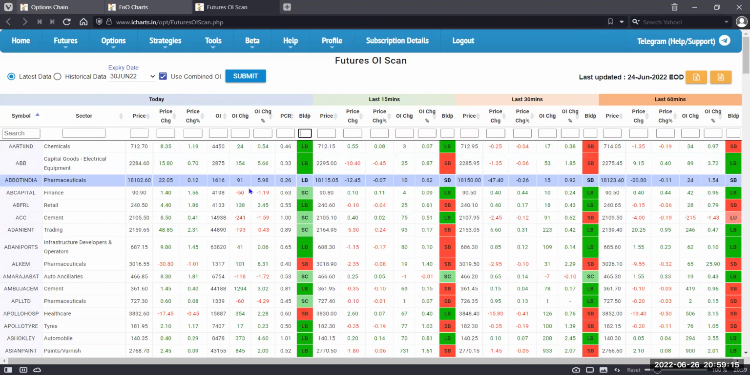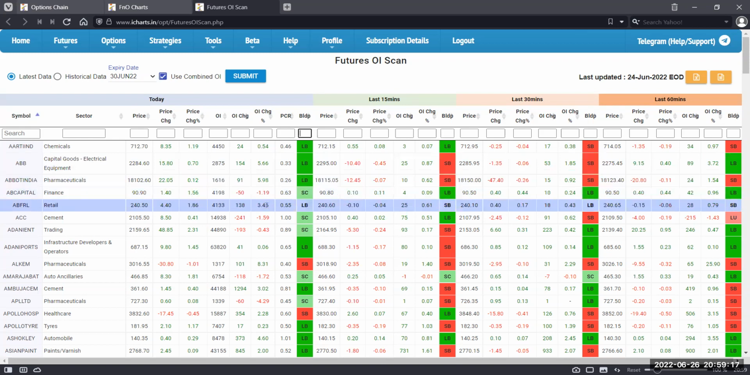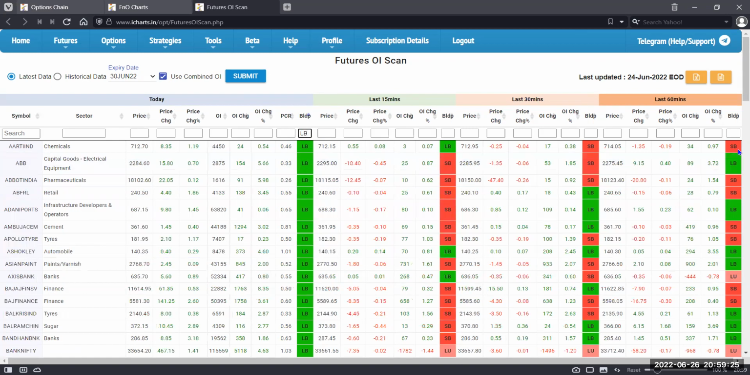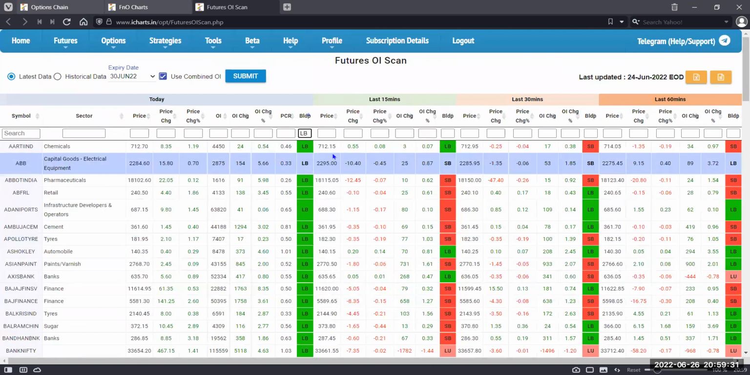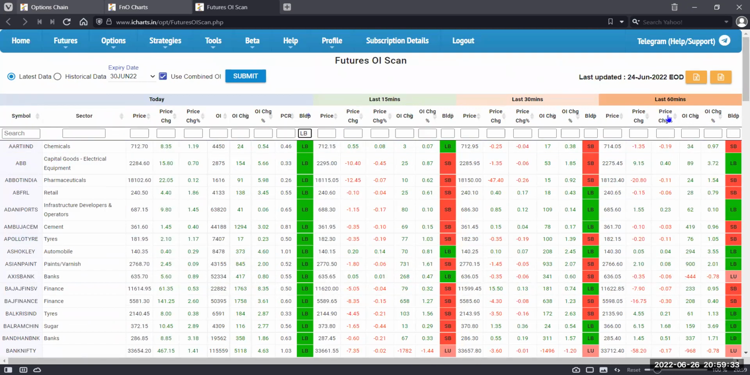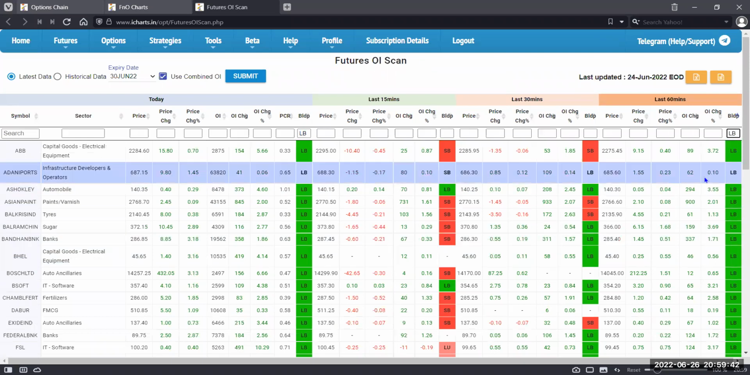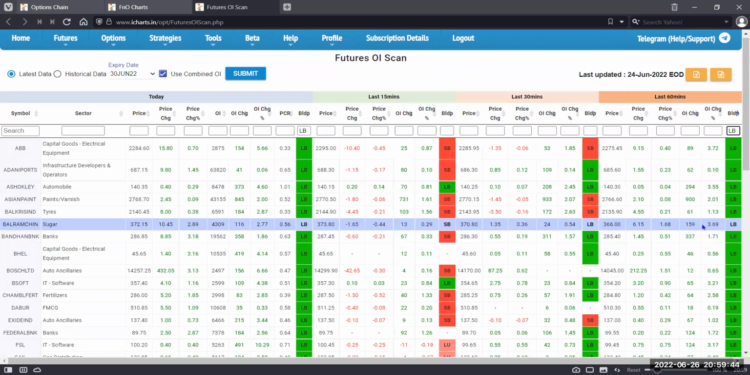if the market is sideways or it's going up, it's up for the day, then what you can do is filter for long buildup. Type LB here and press enter. So for today, these are the scripts that are in long buildup. Also make sure the last 60 minutes is also bullish. So just to make sure that for the day it may be bullish, but in the last 1 hour, it maybe has started to turn.